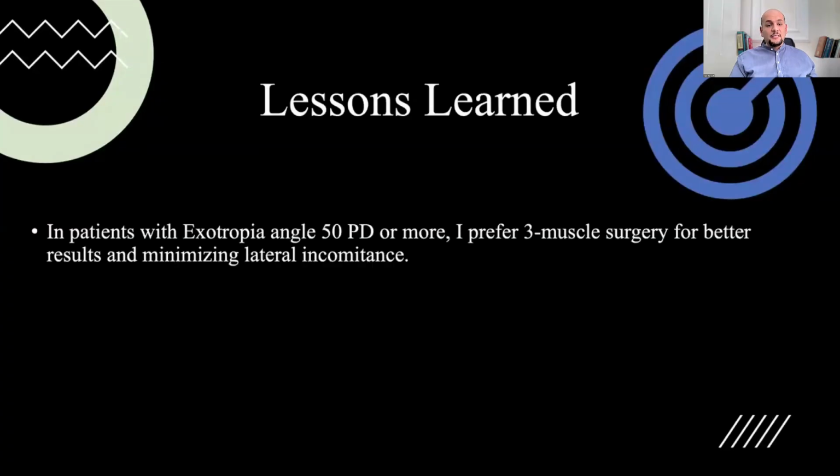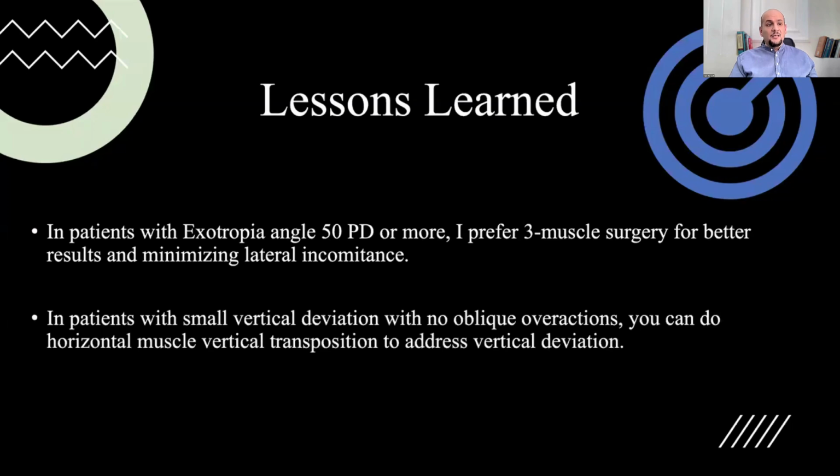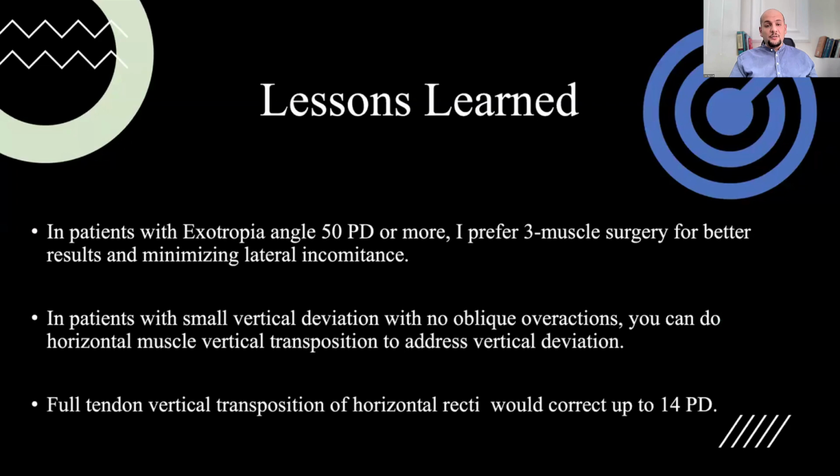So lessons learned: in a patient with exotropia, angle 50 prism diopter or more, I prefer to do 3 muscle surgery for better results and minimizing lateral incompetence. In patients with a small vertical deviation with no oblique overactions, you can do horizontal muscle vertical transposition to address vertical deviation. And remember, full tendon vertical transposition of the horizontal recti would correct up to 14 prism diopter.